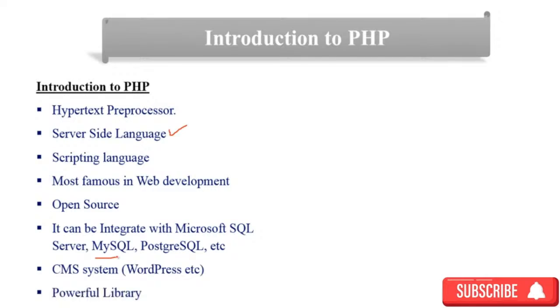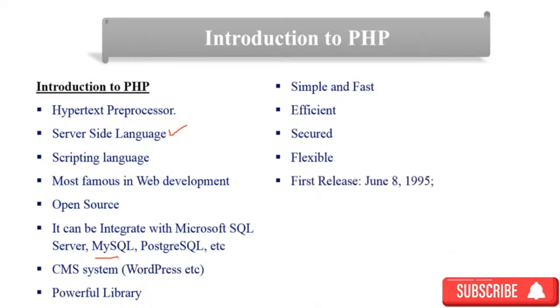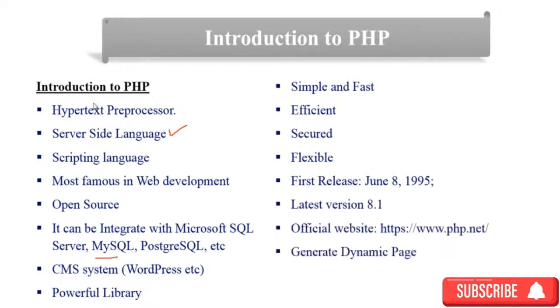It has a powerful library. You can use that library to get any type of functionality. Simple and fast, efficient, secure, flexible. These are the different characteristics that PHP has. Another is that the first release of PHP was on June 8, 1995, and the latest version at this time is 8.1.